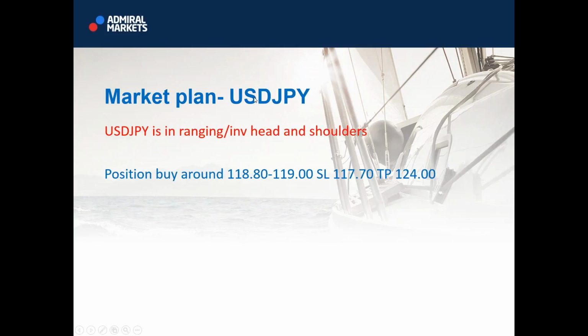Dollar yen is ranging, but it shows an inverted head and shoulders. This is my analysis, a potential trade. Another good risk to reward trade on dollar yen, really, if we get into a price. So this can be a good setup for this trade.